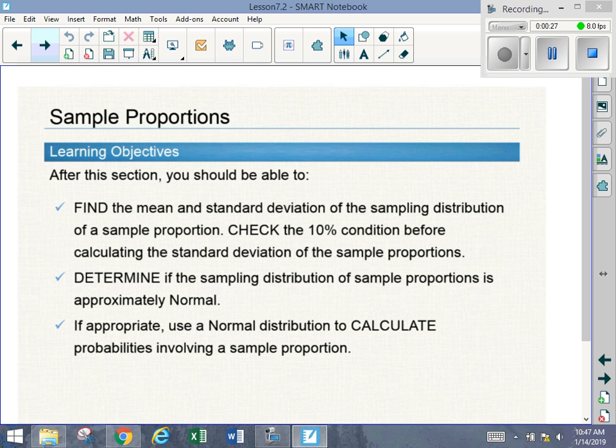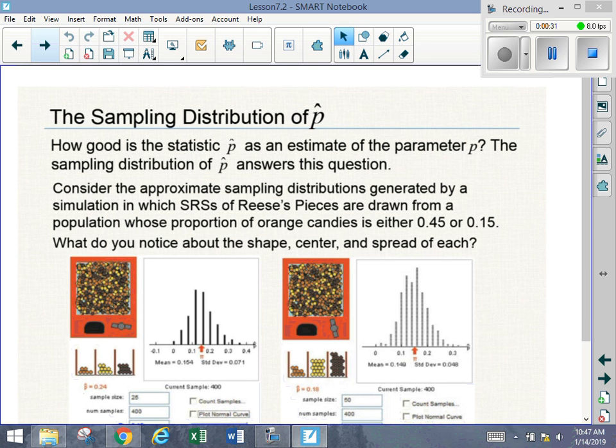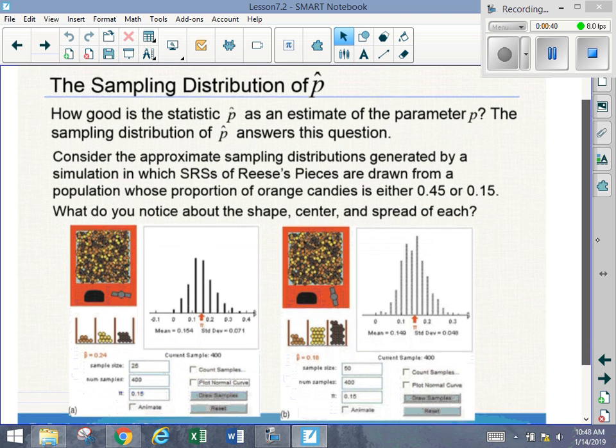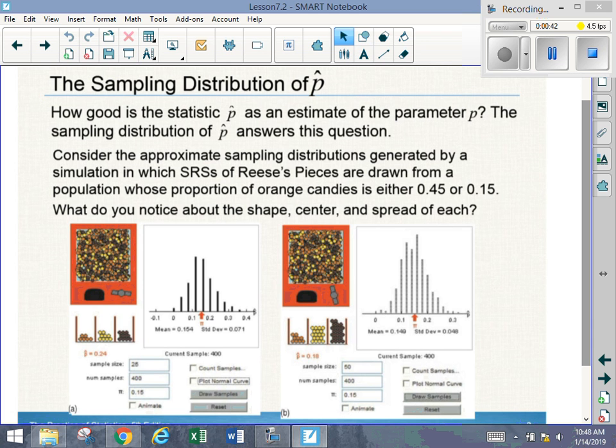So this is what we're going to do. We're going to be checking conditions again when we go through this. We're actually going to look at M&M proportions and stuff like that as we get through this. We're going to actually get to have some fun and eat candy.